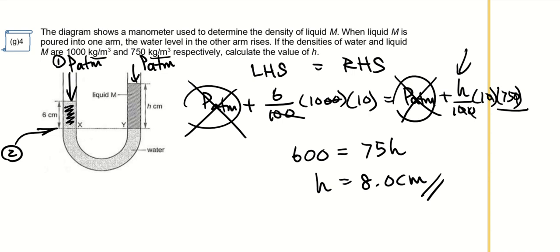One thing to take note of is that because the density of liquid M is smaller than the density of water, we'll need a larger height of liquid M so as to balance the 6 cm worth of water, right? Because denser materials will sink while less dense material will float.